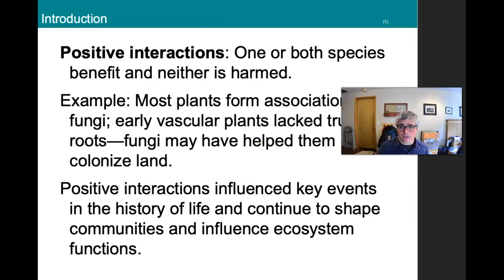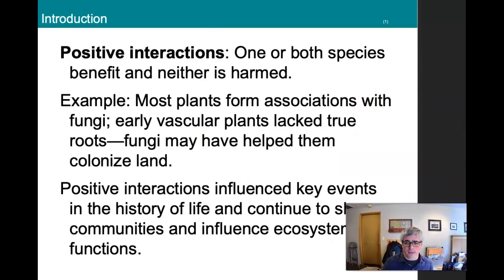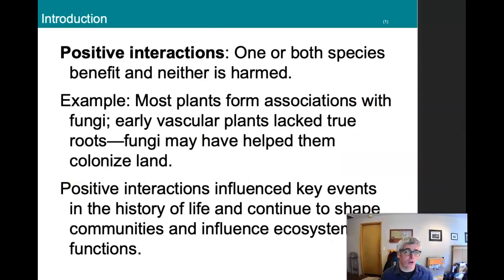So positive interactions are where one or both species benefit, and neither are harmed. So one individual might not benefit, but it's not costing that organism anything. There are some people who debate this, that there is no such thing as a net zero interaction, meaning in the nursery tree example we'll look at, there's some negative impact to that nursery tree, but for our purposes we'll pretend that there's not. And so most plants form associations with fungi.